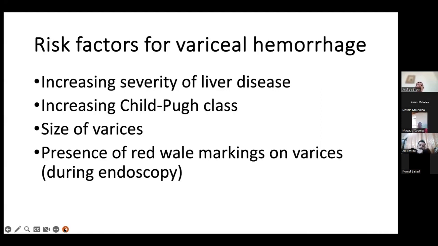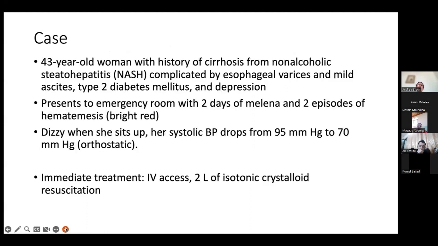Obviously, one classification is the Child-Pugh classification. The size of the varices: the larger, the higher the risk of bleeding. And then something called a red whale sign on the varices, that's something that's seen during endoscopy. So now I want to go through a case and talk about treatment based on this case.